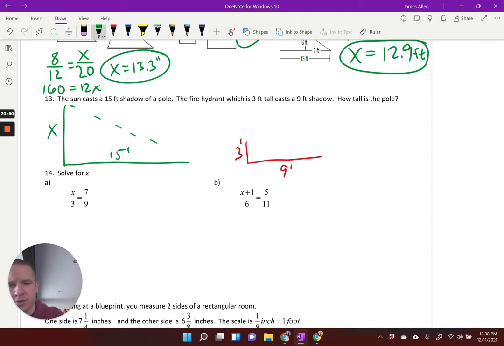Basically what we have going on here are two similar triangles. Okay? So we can set up a proportion for this. So I'd have my height of x, I go with the green, and the length of the shadow is 15 equals. Then I've got my height of the fire hydrant, and then we have the length of that shadow, which is 9.